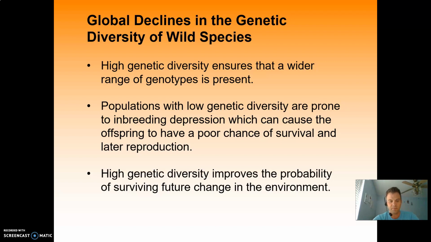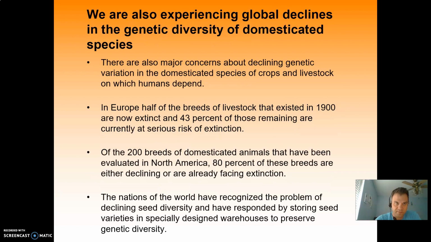For instance, if you think about a tree, maybe there's a disease that affects a certain tree. If you have high genetic diversity, chances are that tree species is going to survive because some of the trees will be genetically resistant to that disease.